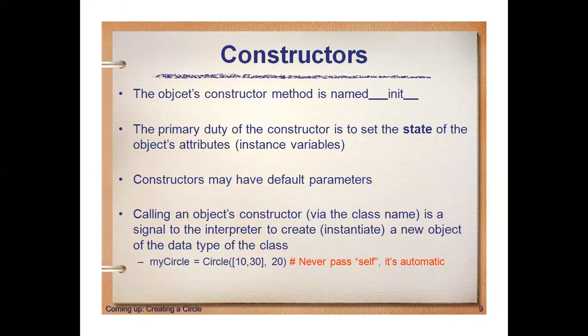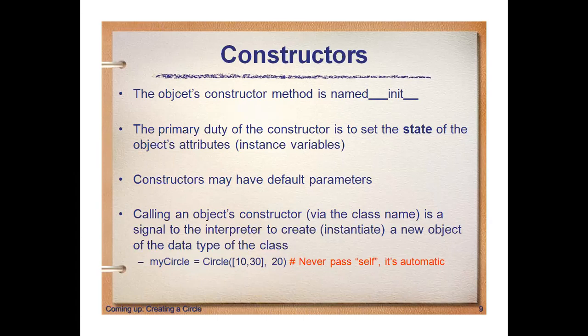We all know why these are required. A constructor may have default parameters or we can pass parameters from our side, right? So calling an object's constructor, that is, the class name, is the signal to the interpreter to create or instantiate a new object of the data type of that class, right? For my circle, the circle and the parameters which we have are 10, 30, 20, right? So these are the parameters I am passing to design the new circle for my circle class.